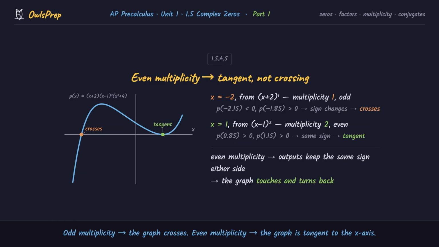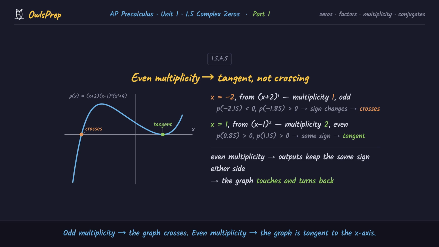So, crossing or touching, what decides it? Multiplicity. It does more than balance the zero count. It decides exactly what the graph does at each intercept. At x equals -2, our factor is x plus 2 to the first power, multiplicity 1, which is odd. Check the outputs either side. At -2.15 it's negative, at -1.85 it's positive. The sign changes, so the graph crosses.